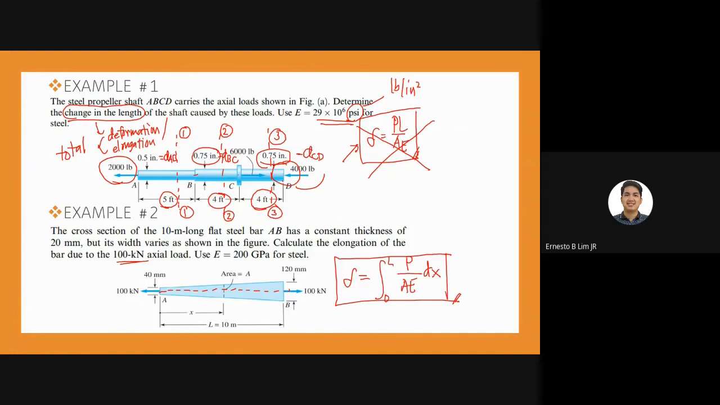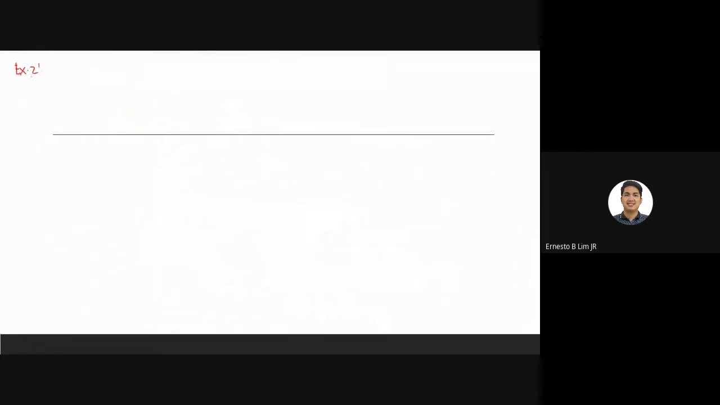Okay, so we start by determining the area as a function of x. Now, as you can see here, our equation is in dx. So how could we determine this area there?